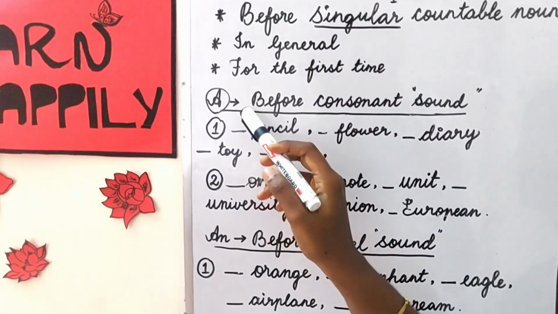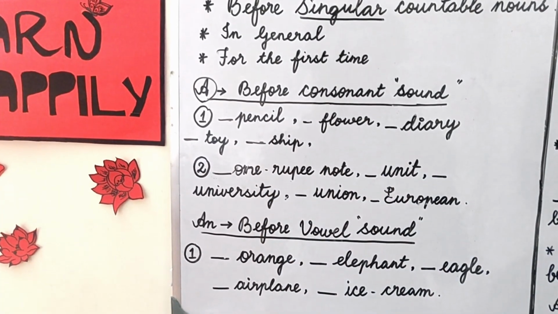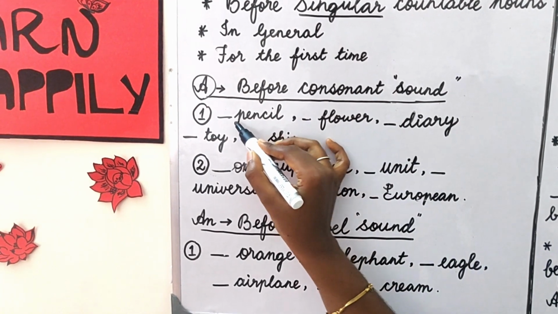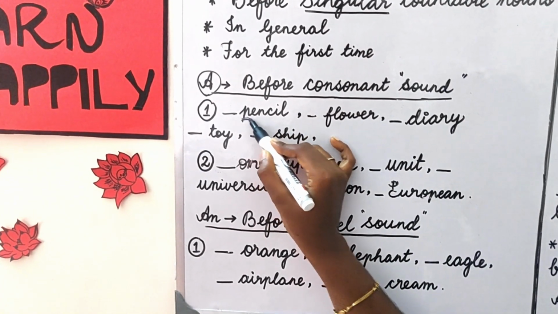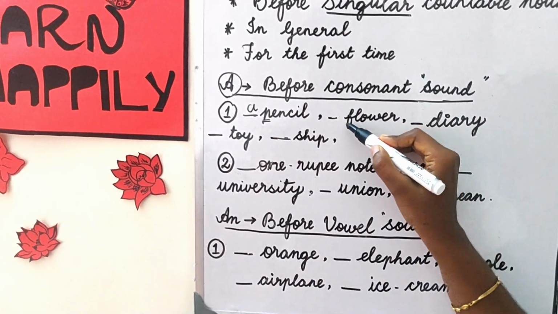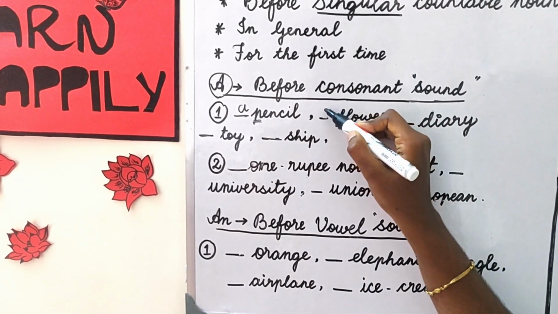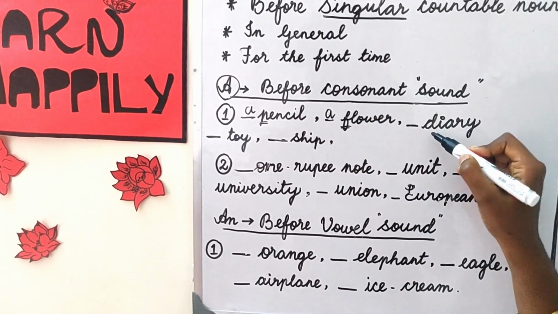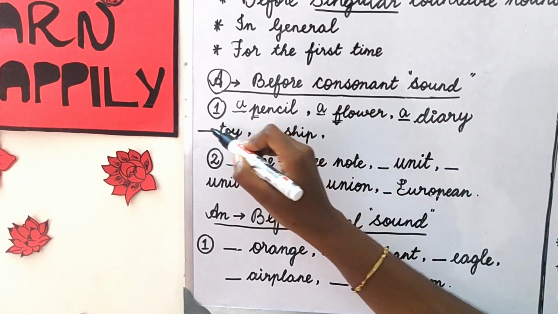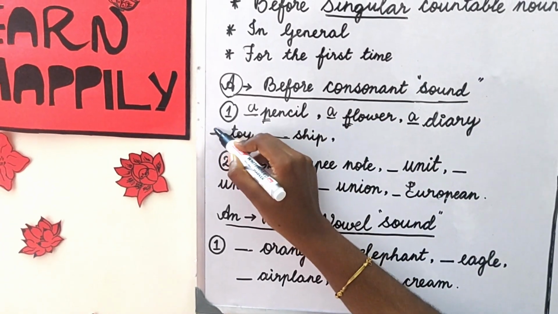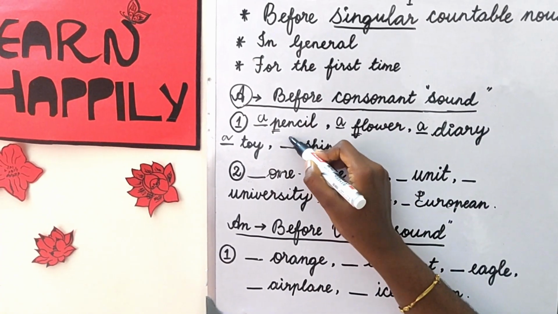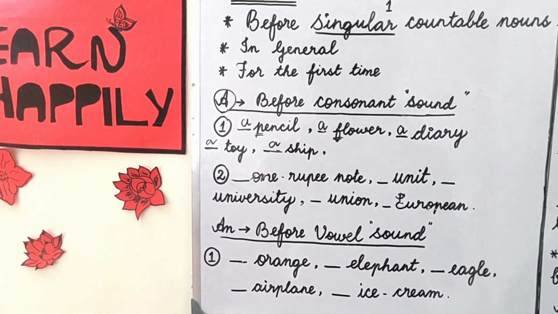So the examples for "a" I have given in two categories. See, a pencil. What's the sound here? It's a consonant sound. Pencil. Okay, so a pencil. Then a floor. Then a diary. Again a consonant sound. Similarly, a toy. A consonant sound. A ship. A consonant sound. So these things are very basic.